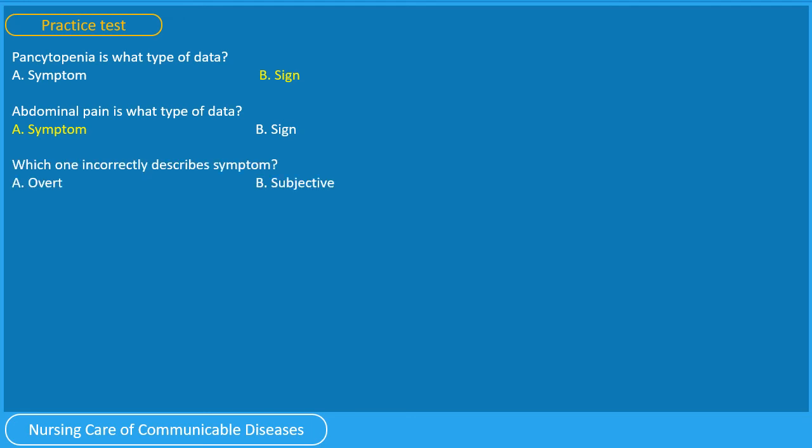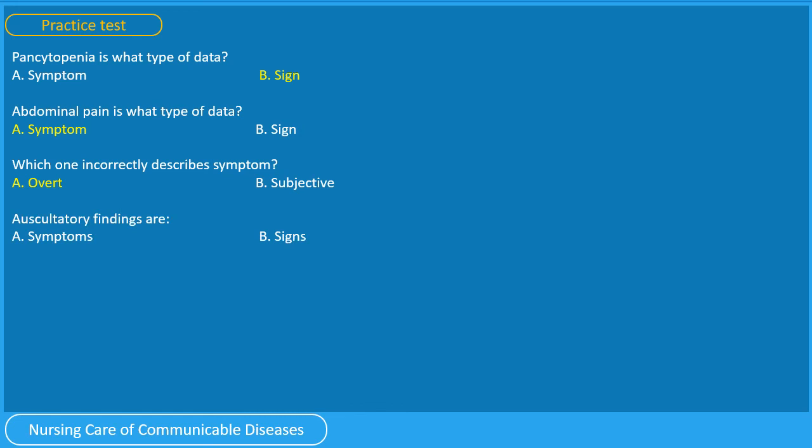Which one incorrectly describes symptom? Is it A, overt, or B, subjective? You have 5 seconds. And the answer is overt. Overt is for signs. Remember, symptoms cannot be seen by the nurse and therefore they are covert.